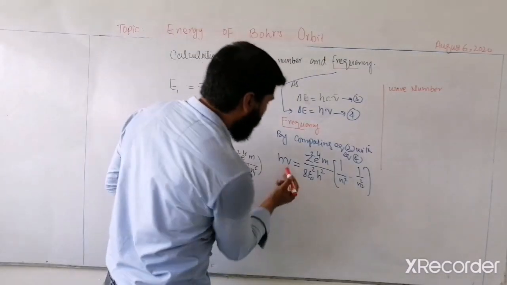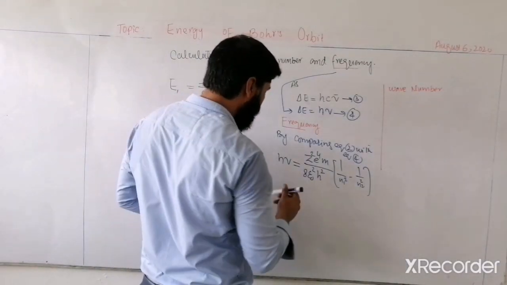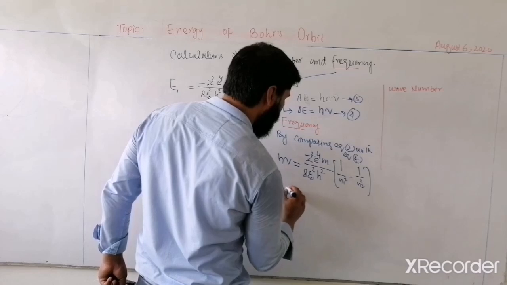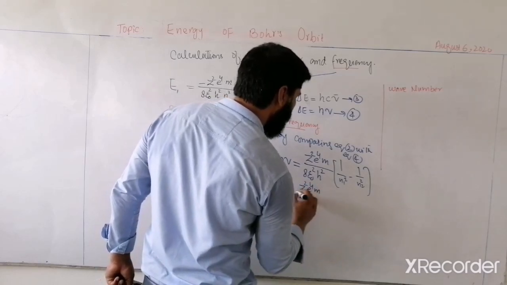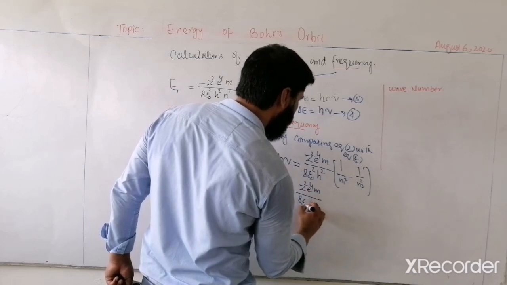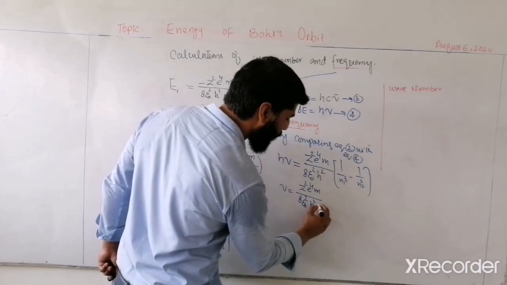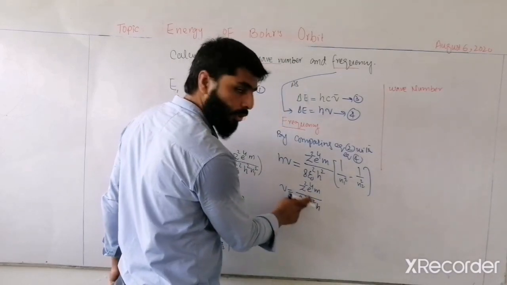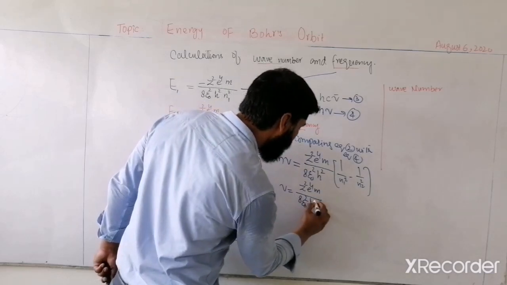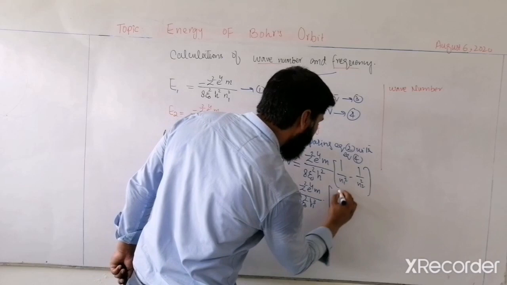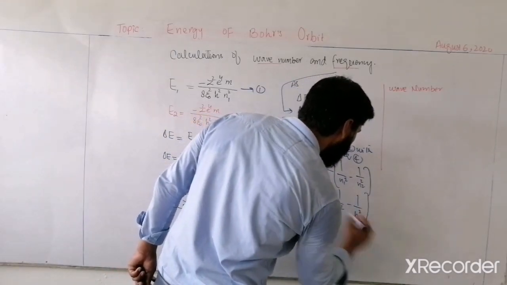You are interested in finding the frequency nu. So on rearranging, nu will be equal to Z square e4 m divided by 8 epsilon naught square h square into this h. It will become h cube. So I am going to write it simply as h cube into 1 by n 1 square minus 1 by n 2 square.